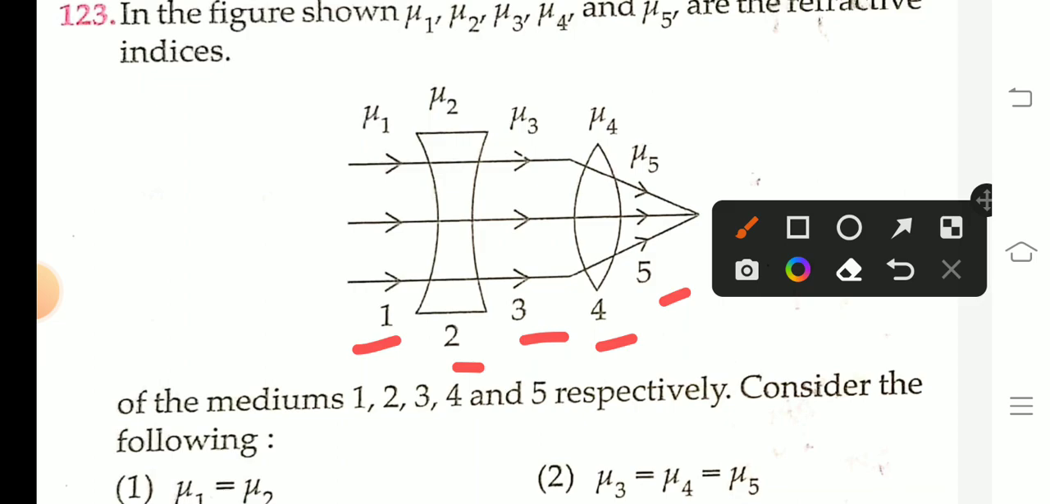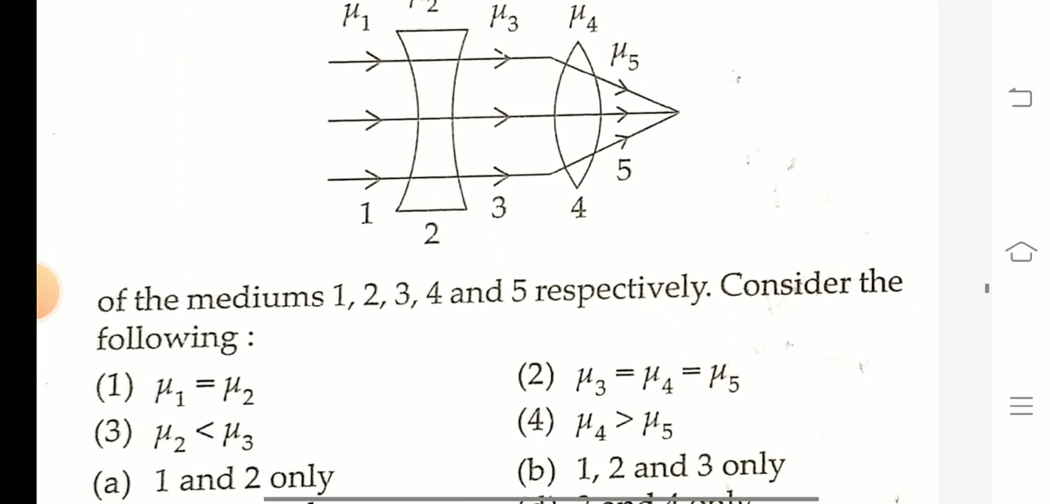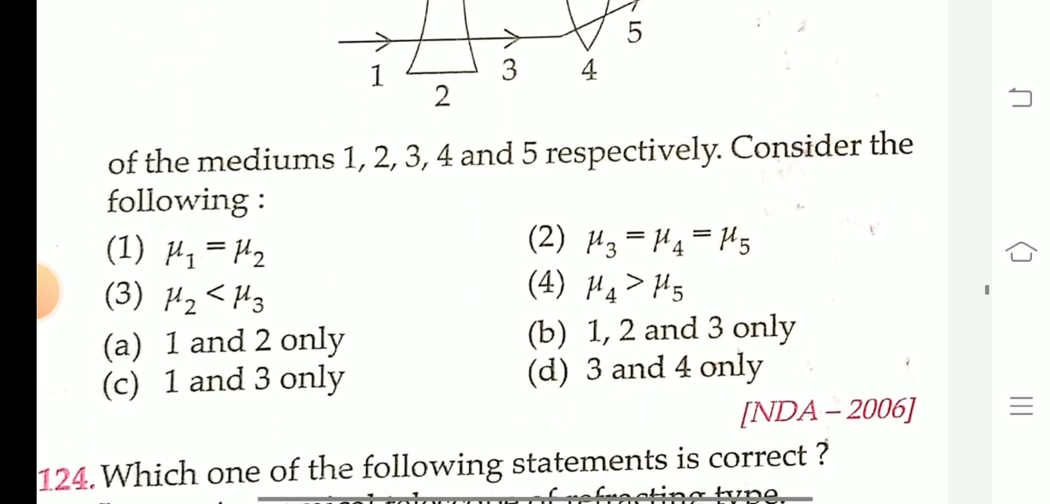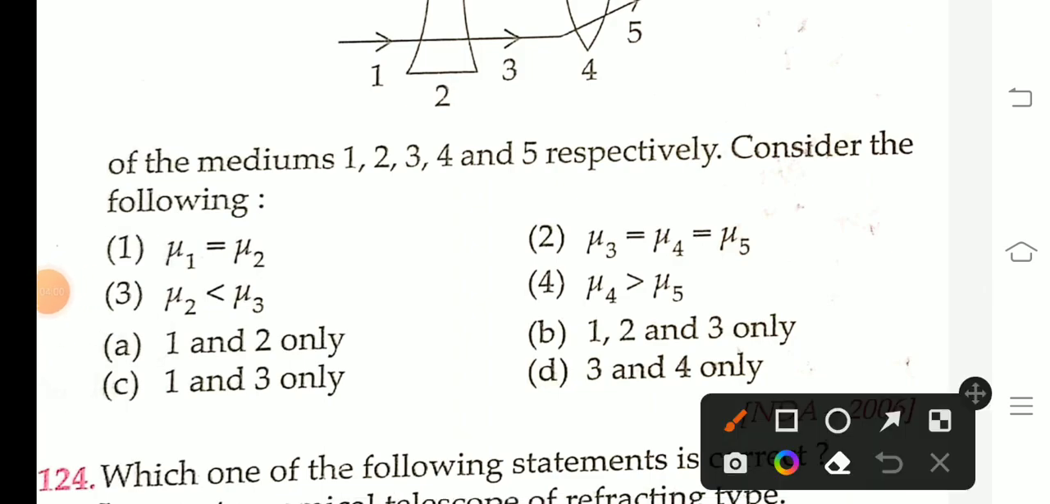Consider the following. Right answer will be option B. 1, 2 and 3 only. Mu1 equal to mu2, mu3 equal to mu4 equal to mu5 and mu2 less than mu3.